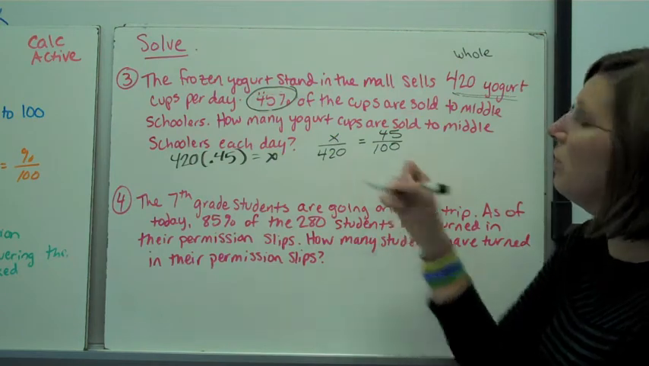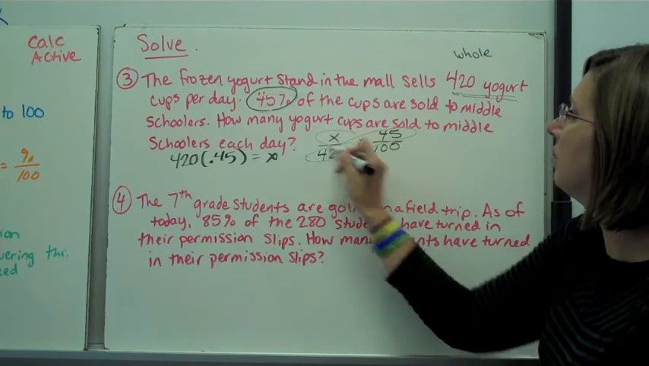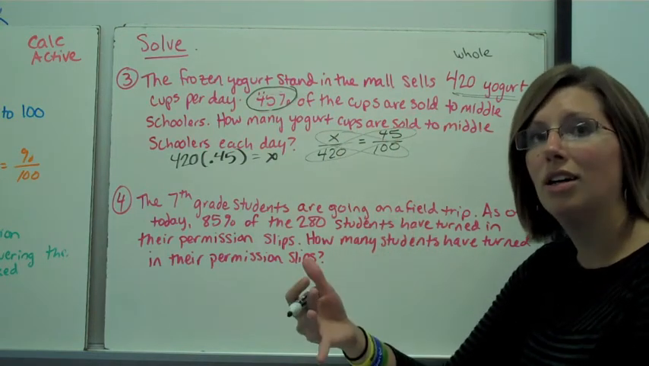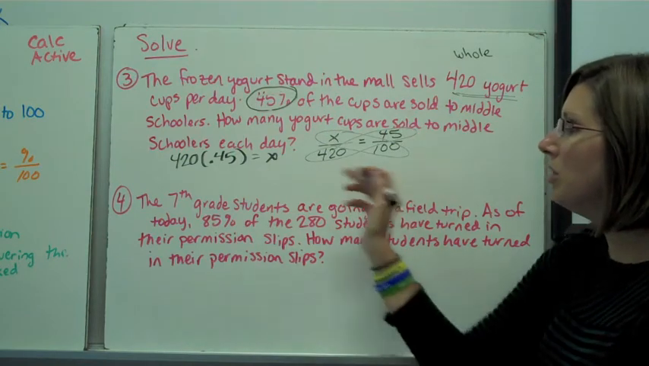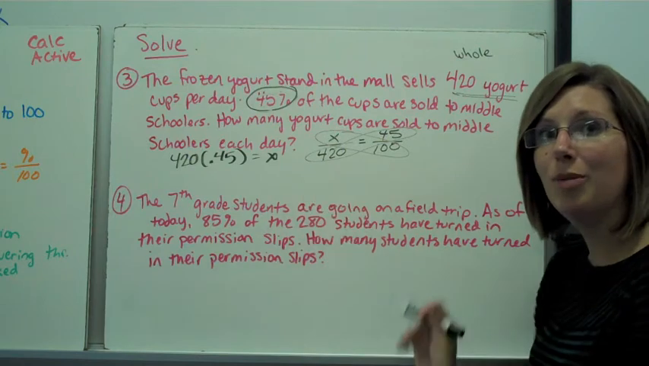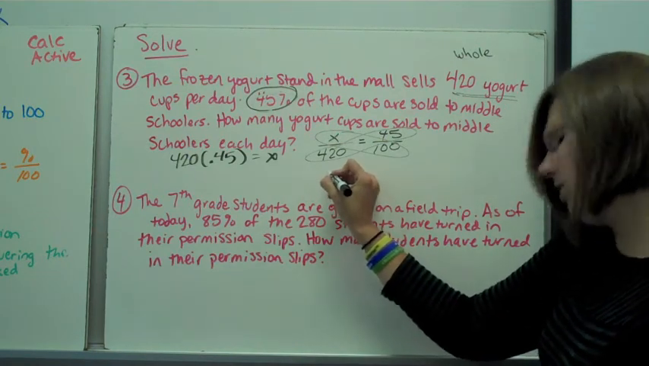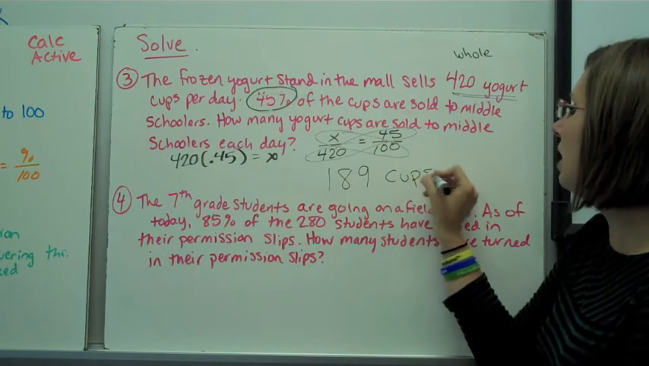When you have a proportion, we can still solve using cross multiplication, but that would take a little bit longer. It's got more steps on this one. So once you choose your method, proportion or equation, you multiply it out, you'll get the answer of 189 cups.